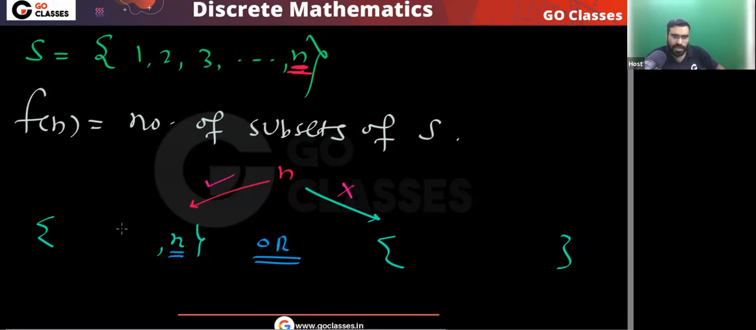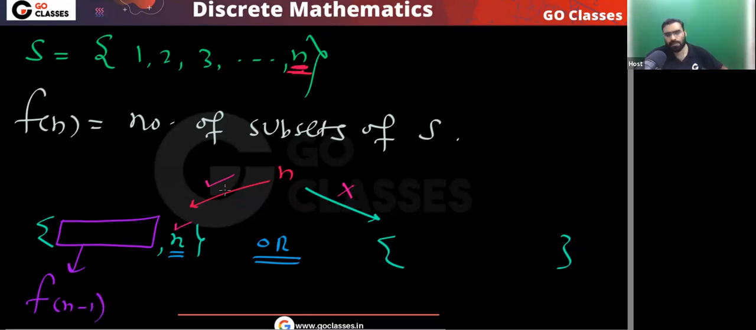So very simple. If I have already taken this element n, now what can I do? For the remaining elements, I can create a subset. Agree with me? I have already taken n. For the remaining elements, I can create a subset using the remaining elements. Is this point clear?